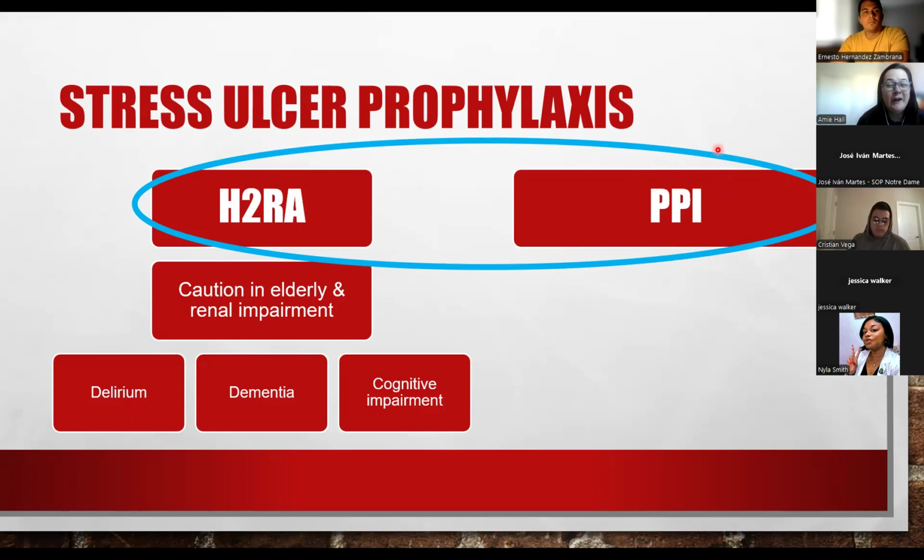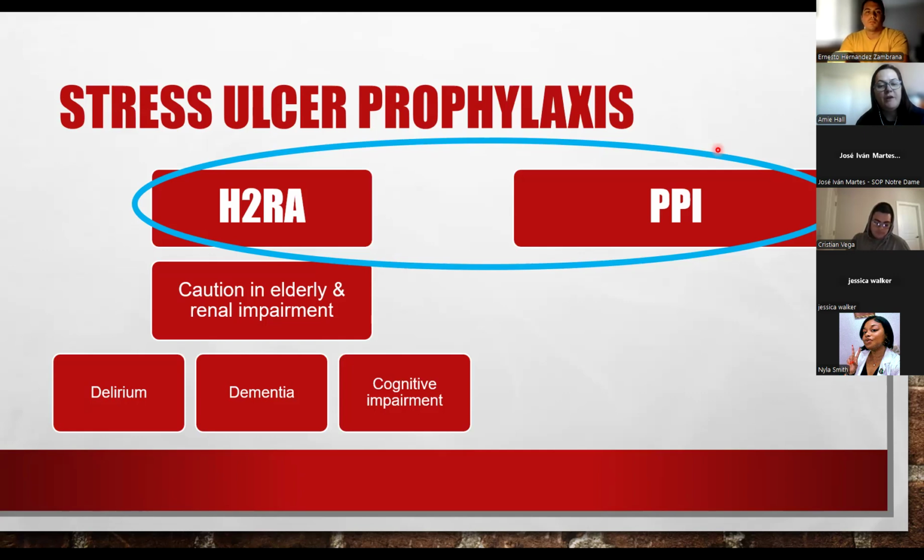When I was a student, we put everybody who walked in the door to the hospital on stress ulcer prophylaxis. And this is one of my biggest pet peeves for patients in the community who are being discharged: did they come in on the PPI? Do they need to still be on the PPI? How did they get put on the PPI?